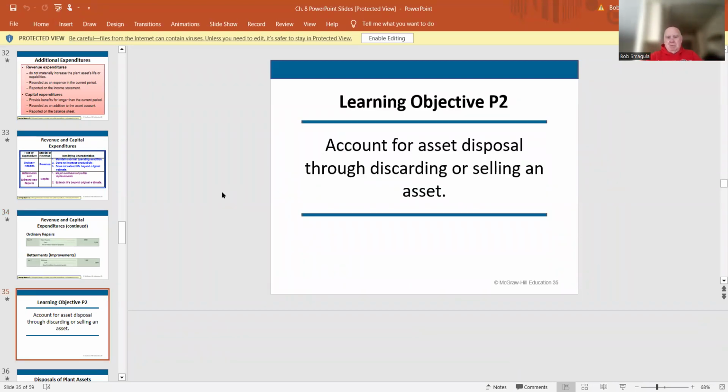Account for plant disposal through discarding or selling an asset. Well, you're not in the business of buying and selling assets. So that's kind of an unusual thing, but it happens, especially as the asset gets older and you look to get rid of it.